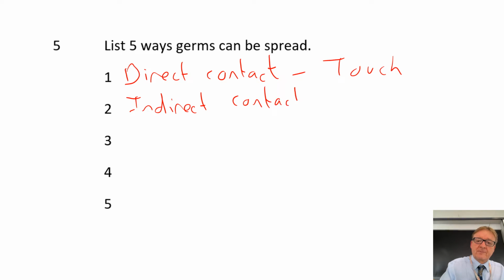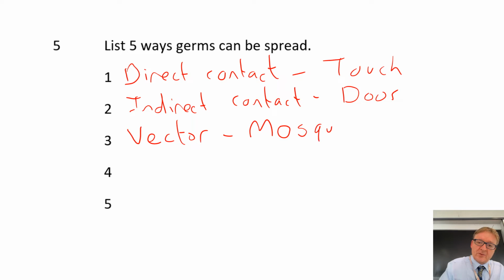contact, so that could be like a door handle. Somebody's got germs or pathogens on their hand, they touch a door handle, they then go into the room, I then come along and I do exactly the same thing. Then I would have them on my hand. Another one is a vector, and that can be something like a mosquito. So a vector is something that carries it. And a mosquito is the perfect example, where it will transmit malaria. And they're usually a protist.